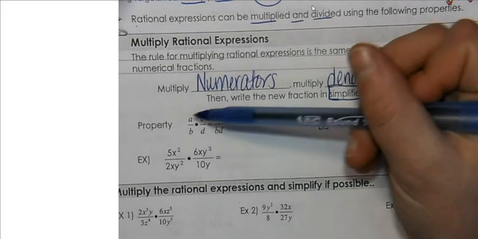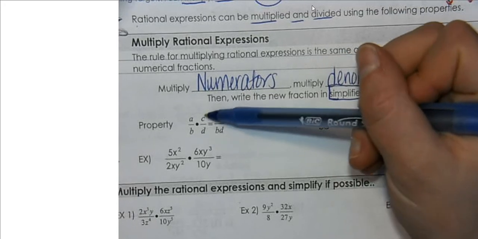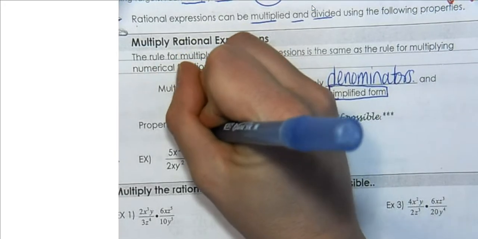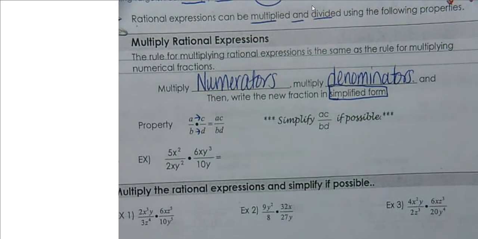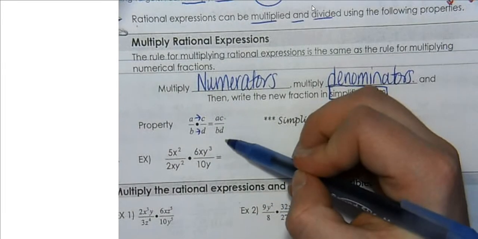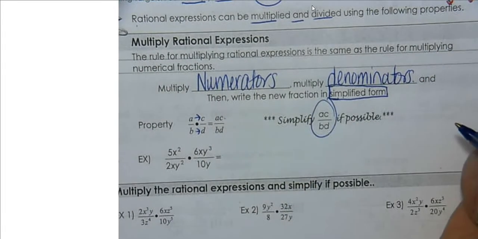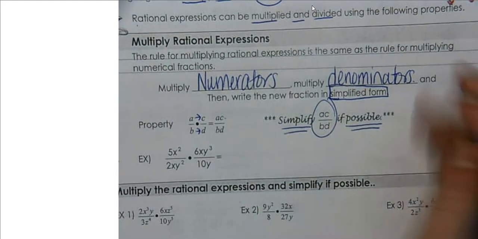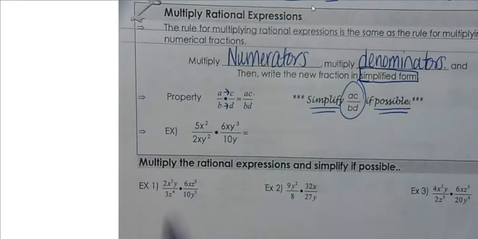So we have A over B times C over D. Whenever you multiply fractions, you always multiply straight across. It's not cross product or anything crazy like this. We multiply straight across. Now you'll end up with AC over BD, but if this fraction can be simplified, make sure you do so. So I'm going to start off by multiplying straight across.